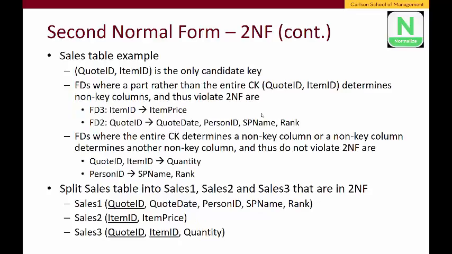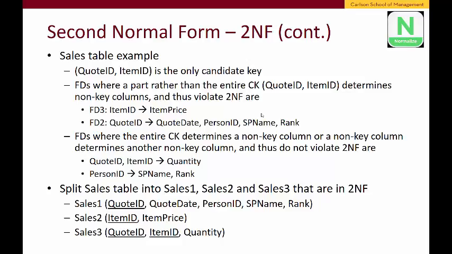So looking at our design number 2 sales table, the bad one. The only compound candidate key, which is also a primary key, is quote ID, item ID. So any FD where either quote ID or item ID determines a non-key column violates second normal form. In our example, FD3 and FD2 are two such functional dependencies. Both have a part of the CK.